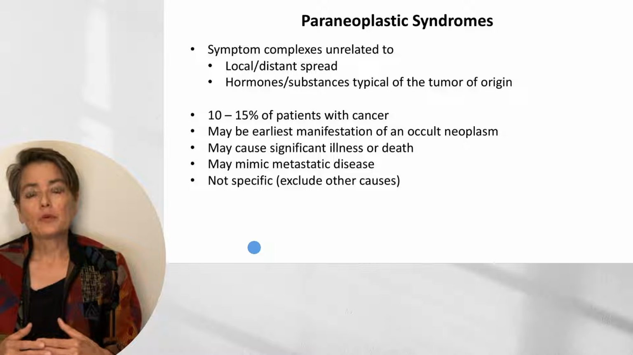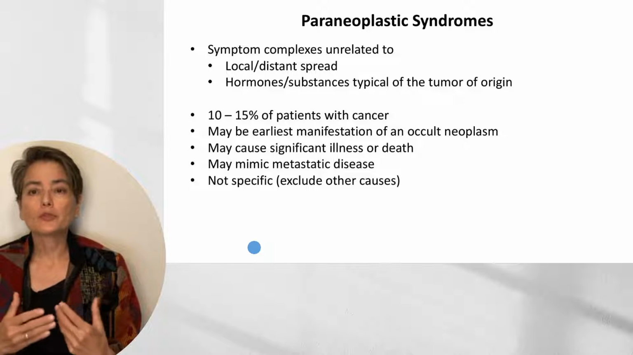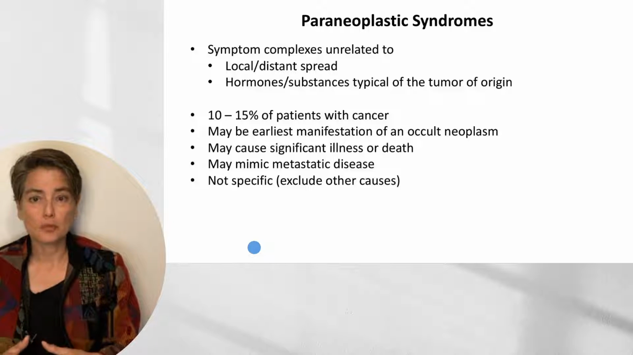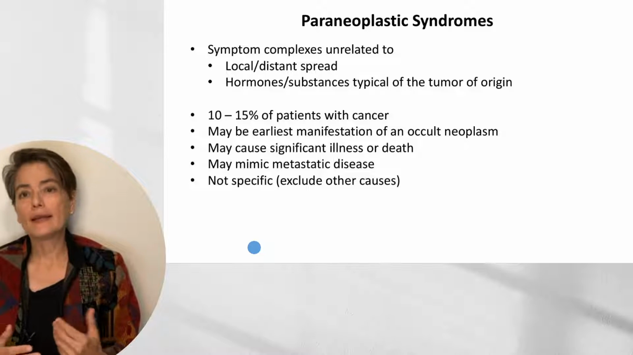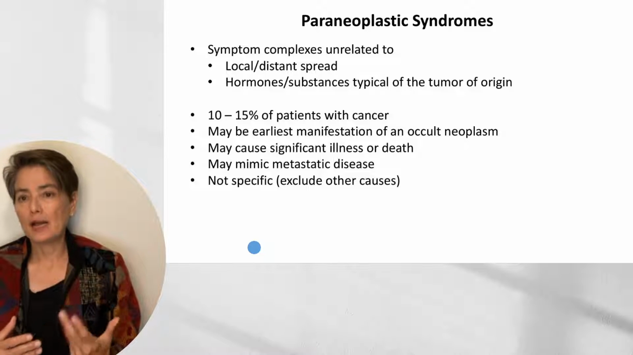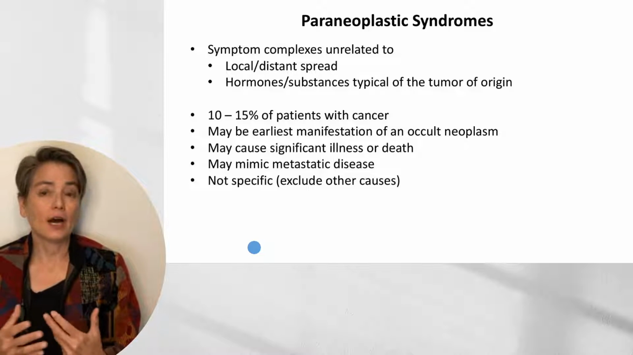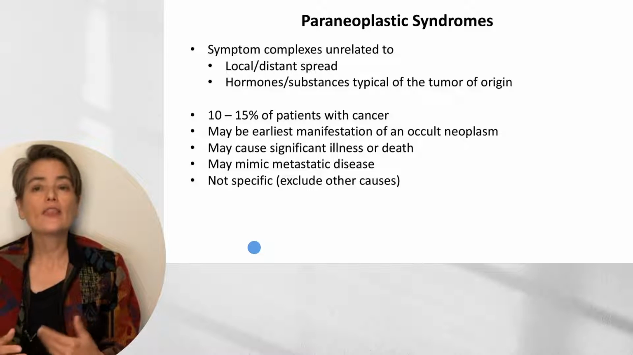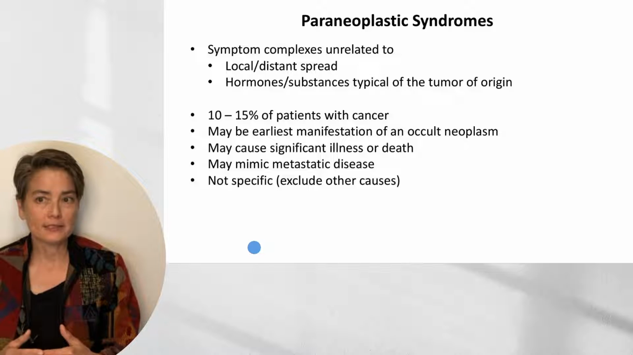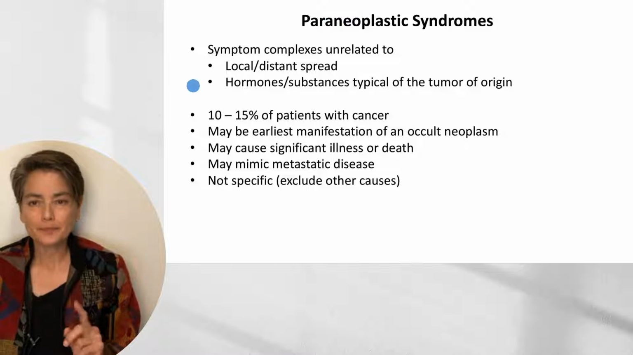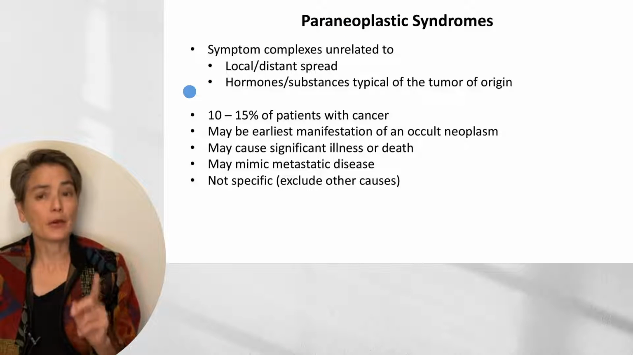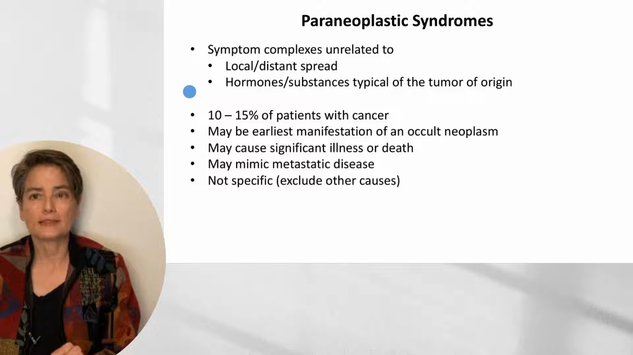Another example would be when we talk about hormones or substances that are typical of the tumor of origin. So again, if we were to see hypoglycemia in the setting of an islet cell malignancy, that would not be a paraneoplastic syndrome. But we'll talk about some of the hormones and substances that we do see in paraneoplastic syndromes.